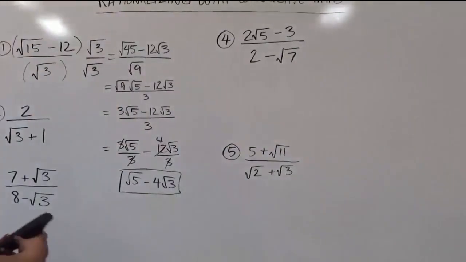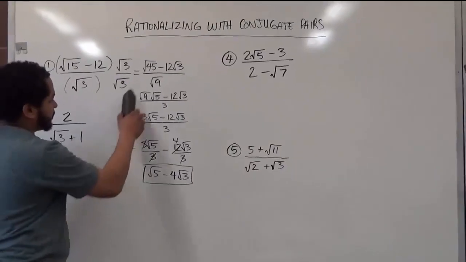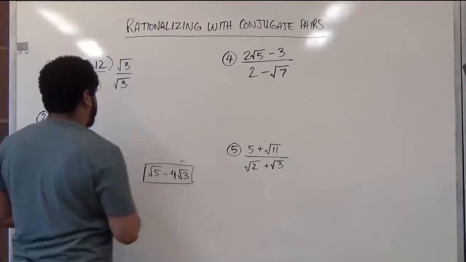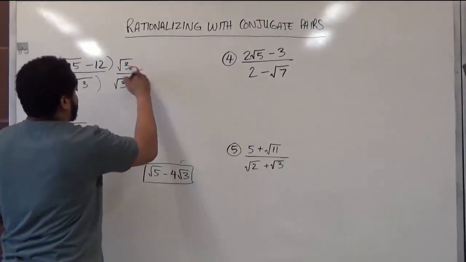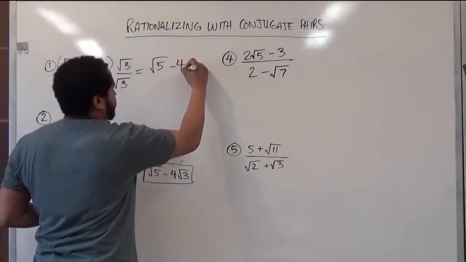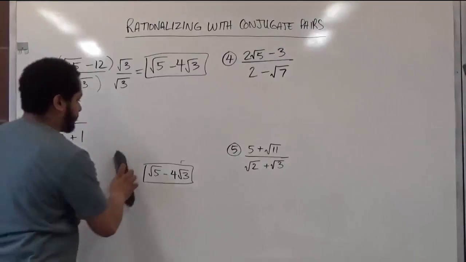All right? So what we're going to do is we're just going to wipe this down. And for those of you watching this video, you can just rewind the video to see how to get to those results. All right? So here the solution for this after we rationalize numerator and denominator would be radical 5 minus 4 radical 3's. Let's move on to the second problem then.